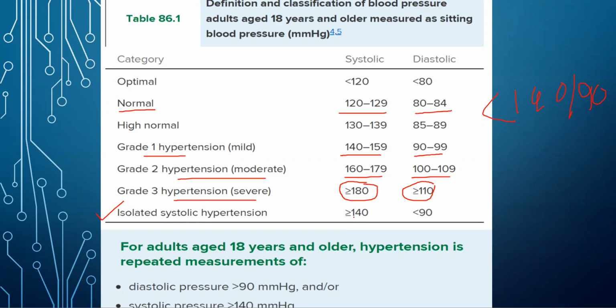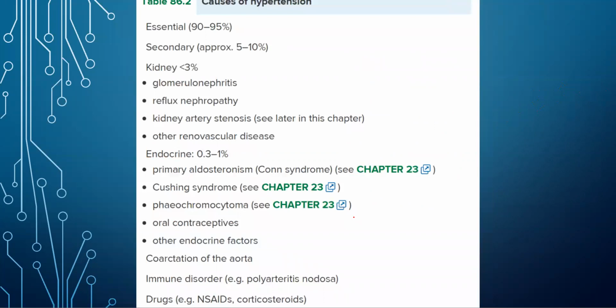Okay, now, what are the causes of hypertension? In 95% of cases, there is no underlying cause, which we call essential hypertension. In 5 to 10%, there can be some underlying cause, and it's very important to find that out because you can treat the hypertension if you find any underlying cause. So it could be kidney related, it could be glomerulonephritis, renal artery stenosis. Sometimes it could be polycystic kidney disease as well.